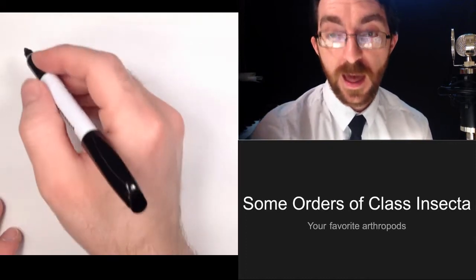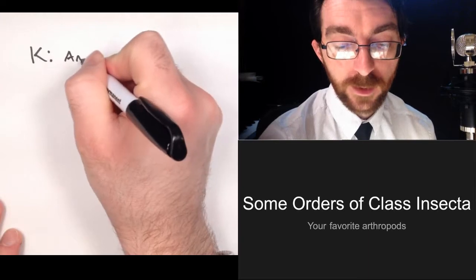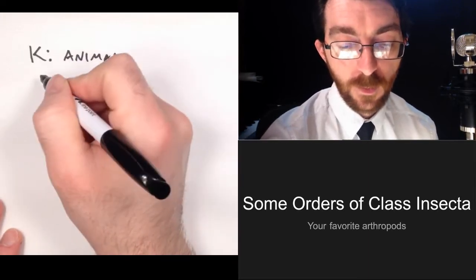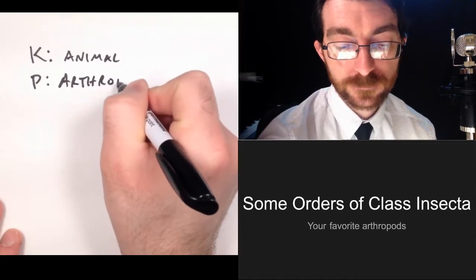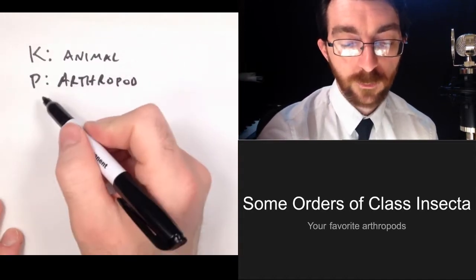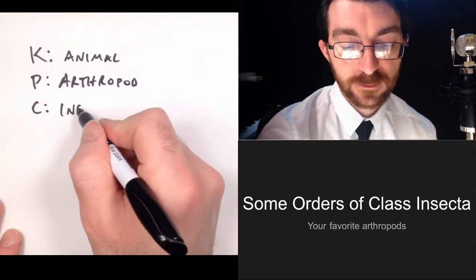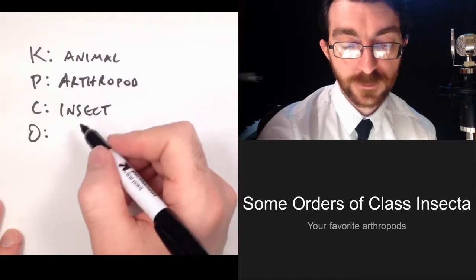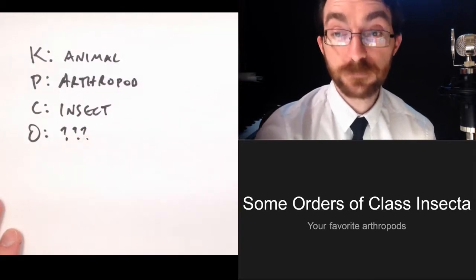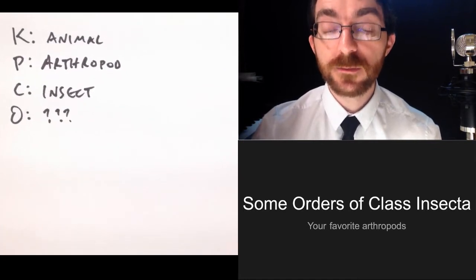So let me just actually sketch that out here. When it comes to kingdom, we are in animals. When it comes to phylum, we're talking arthropod. When we are at kings play cards, class, that would be insects. And so we are in orders. So let's look at a few. All right, we'll make a list and get down some details.